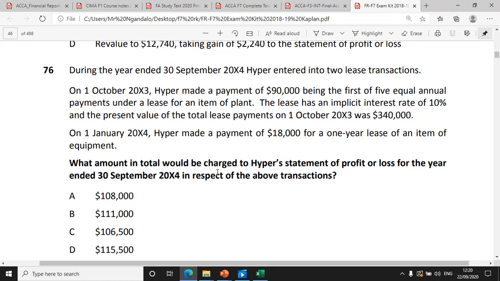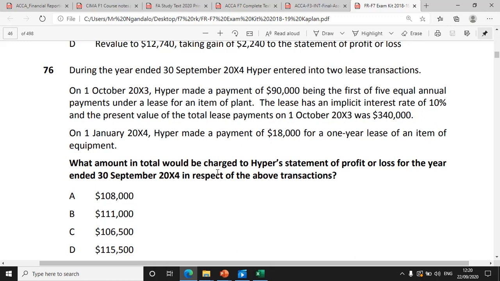Question 76 before us says, what amount in total would be charged to H's statement of profit or loss for the year ended 30th September 2024 in respect of the above transactions? If you don't have this copy, you can still ask for it and I will send it over to you. I think it's a very good idea for the students to type what they're seeing, so that it enhances your learning.